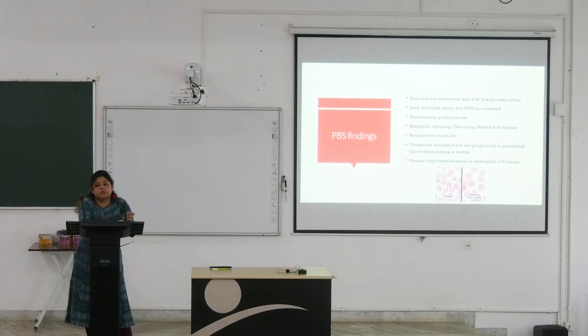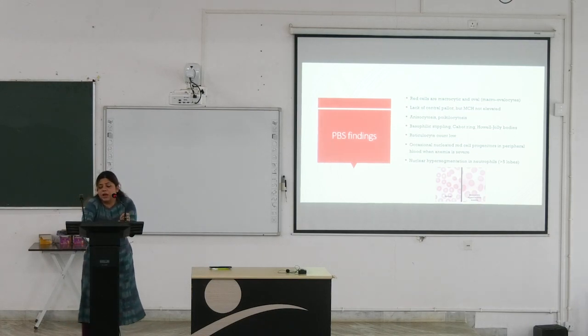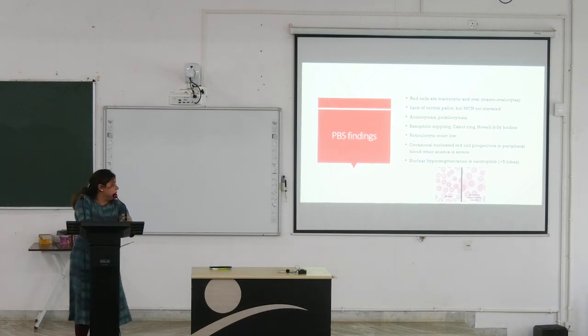What is meant by anisocytosis? Variation in size is anisocytosis. And what is variation in shape? Poikilocytosis. Okay. The other features are basophilic stippling, Cabot ring, Howell-Jolly bodies.